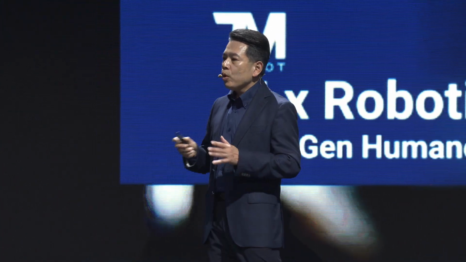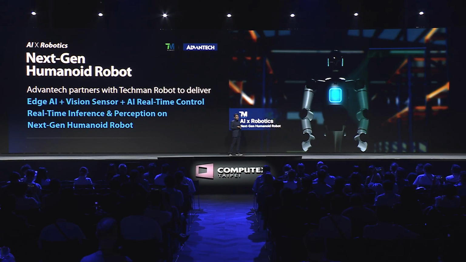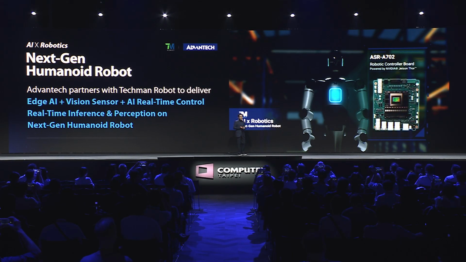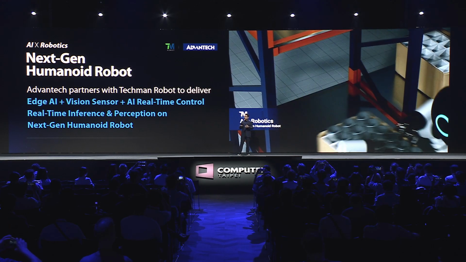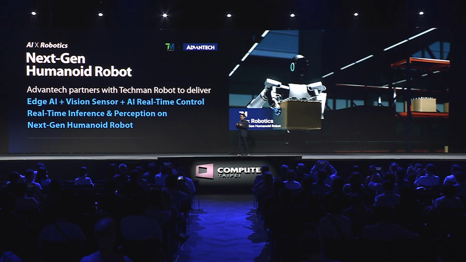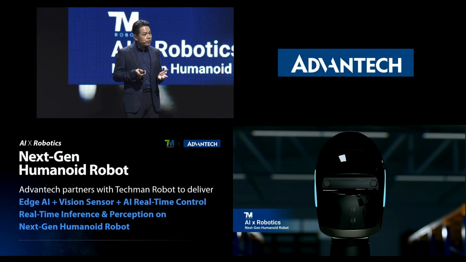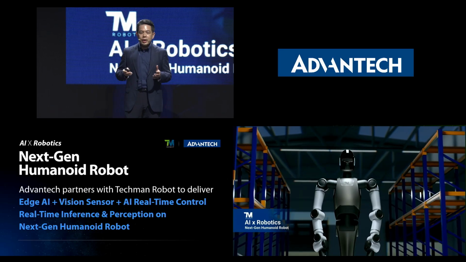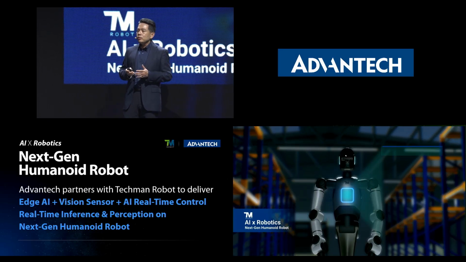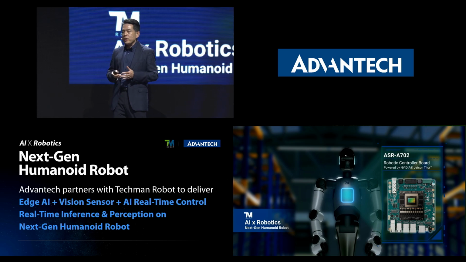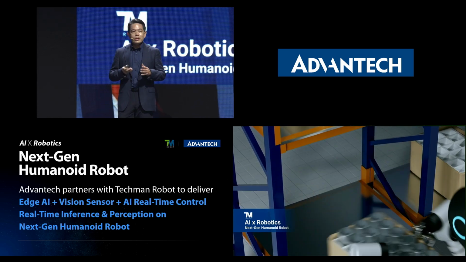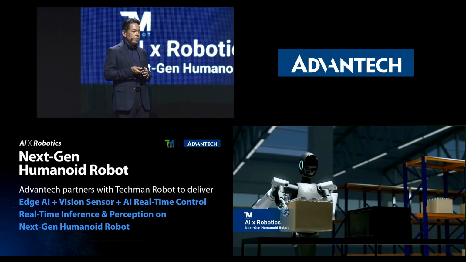I want to share with you more real business cases. This is our customer from Taiwan, TechMan Robot. They leverage our Advantech product for the Edge AI system as a brain, a robotic brain, also the visual sensor, also the real-time controller to perform real-time inference and precision in the next generation humanoid robot system.